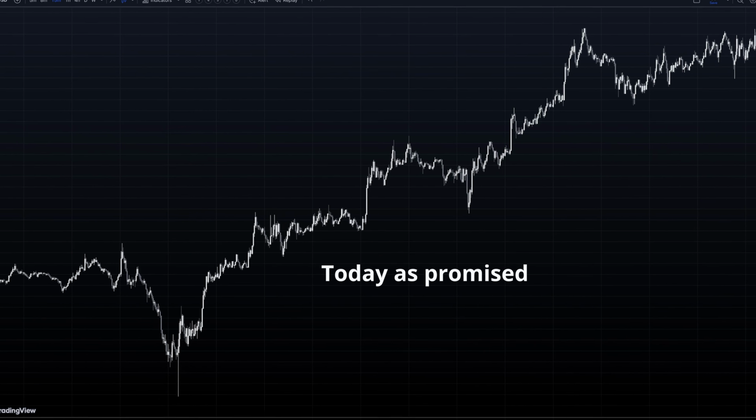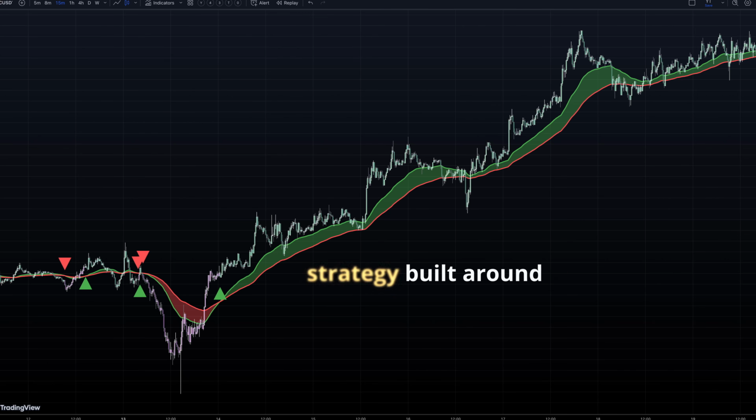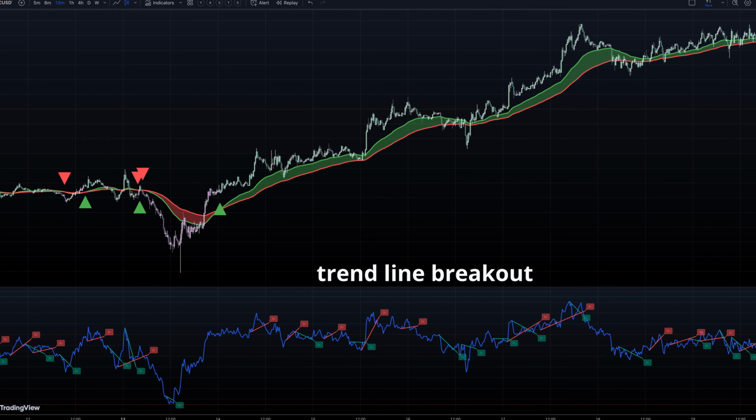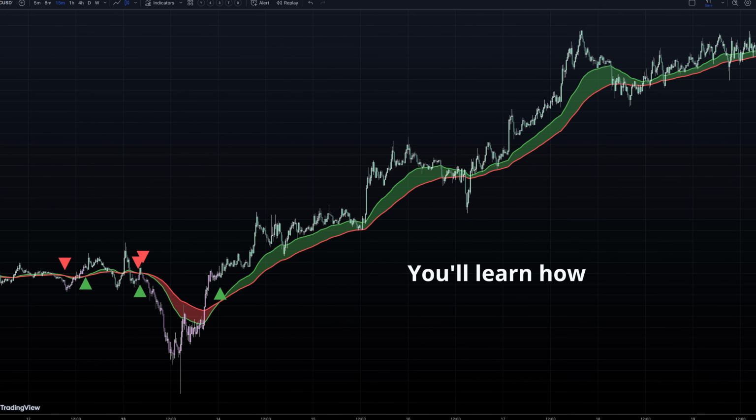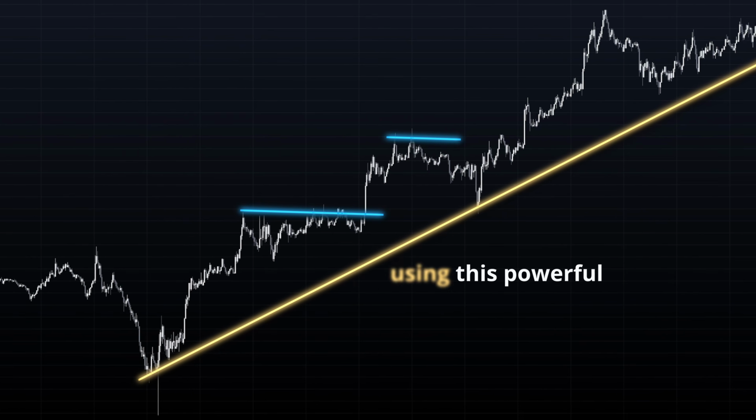Today, as promised, we'll review a complete trend-following strategy built around a unique auto trendline breakout indicator. You'll learn how to identify and trade market trends using this powerful approach.